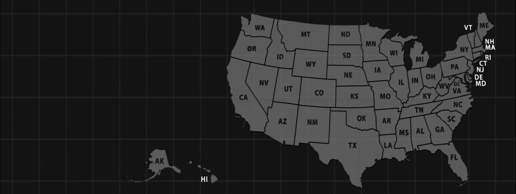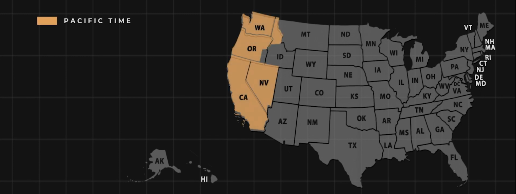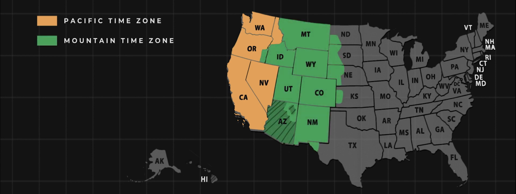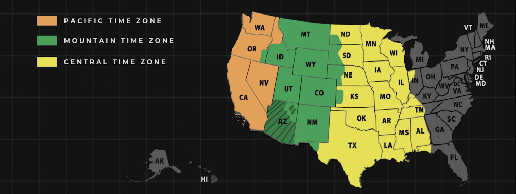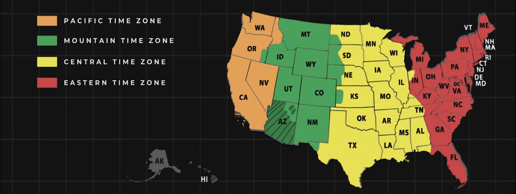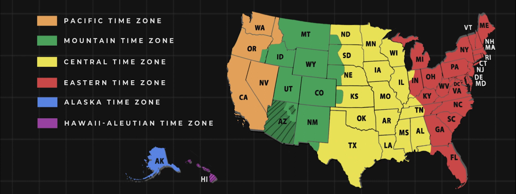In the United States, there are 6 different time zones. The Pacific time zone covers the West Coast. Around the Rockies is the Mountain time zone. Central time encompasses much of the central United States. The Eastern time zone covers the Eastern seaboard. Outside the contiguous United States, Alaska and Hawaii practice their own time zones.